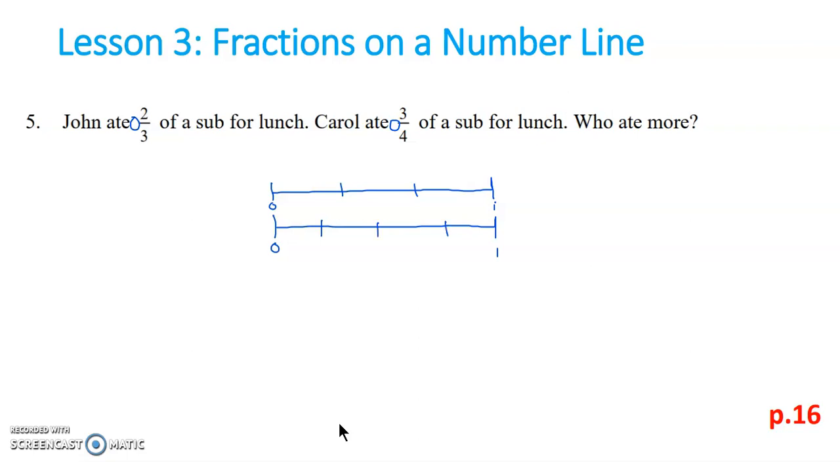And when I place these fractions on the number line, 2/3 is in this position, 2/3 is here, and 3/4 is in this position. 1, 2, 3, 3/4. So we can see, and I'm a terrible artist, but if this is John's sub, and this is Carol's sub, the amount they ate, we can easily see that Carol ate more. 3/4 is greater than 2/3.